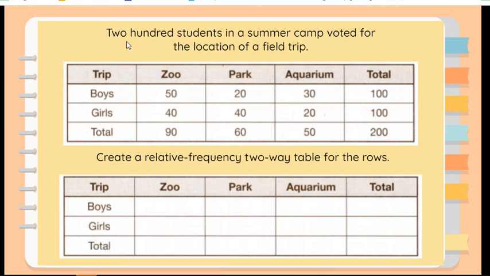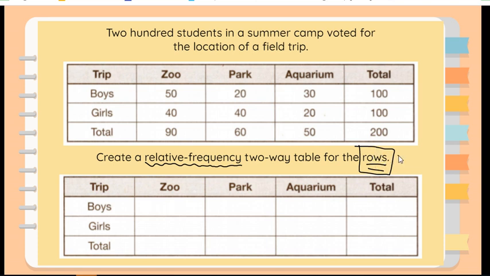This example says the same thing. 200 students from a summer camp voted for the location of a field trip. But now it says create a relative frequency two-way table for the rows. All right, this is going to be different from the whole table. When it said whole table, we used the total number surveyed. When it says rows, we're going to use each row total for the denominator.